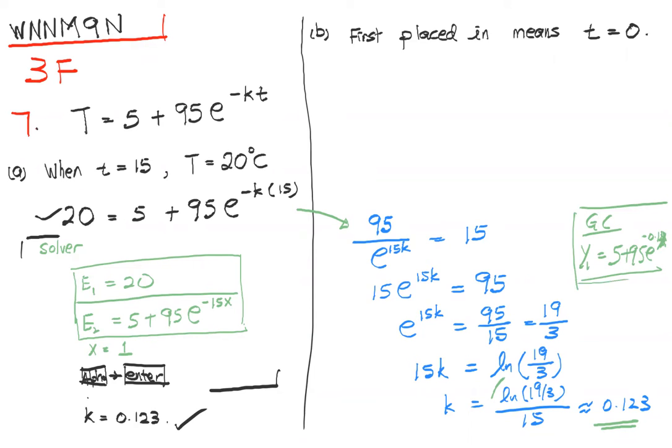Okay, now, after I got my K and key into my calculator, I continue with the other part of the question. What was the temperature of the liquid when it was first placed in? First placed in means T equal to 0. So I look for T0. So I go to my graphic calculator, call out Y1, then I put X equal to 0. Okay, please practice.